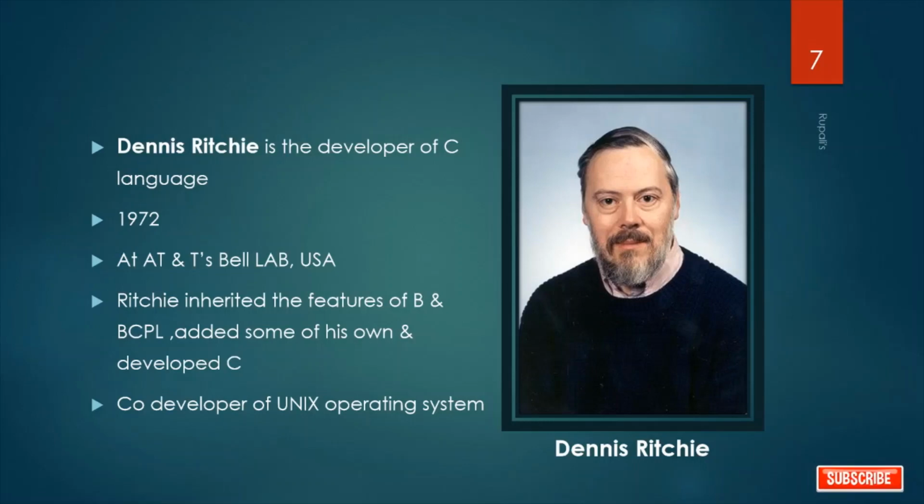Finally, Dennis Ritchie is the developer of C language. He developed C language in the year 1972 at AT&T's Bell Lab, USA. He is a co-worker of Ken Thompson. Ritchie inherited the features of B and BCPL, added some of his own, and developed C language. He is also the co-developer of the Unix operating system.